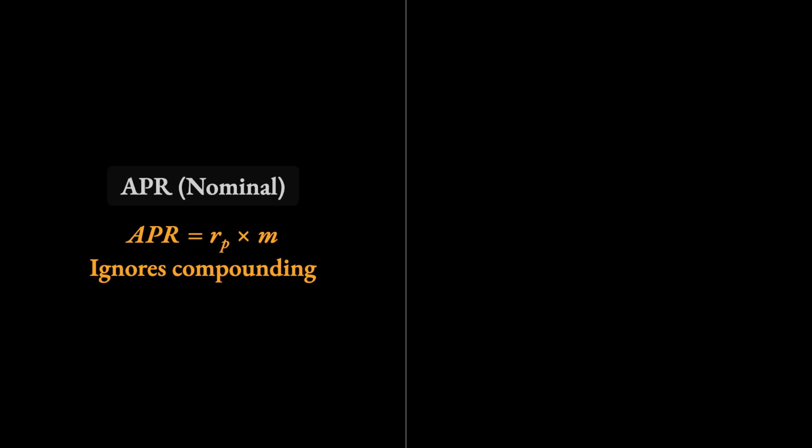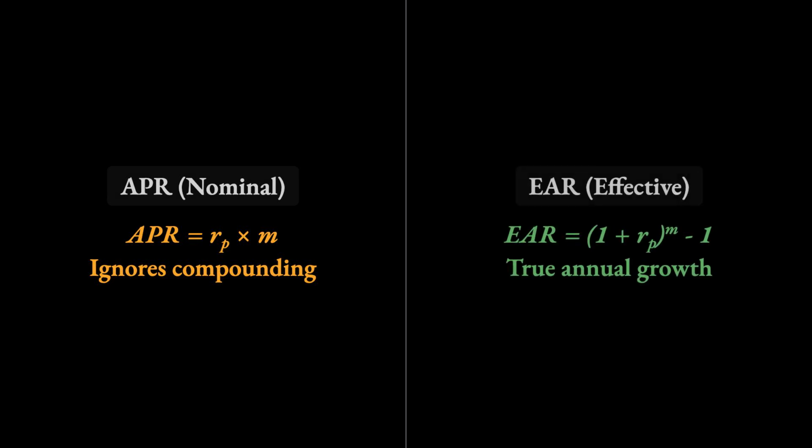Now here's the distinction that trips up the most candidates. APR is just the periodic rate times the number of periods. It ignores compounding entirely. EAR accounts for the compounding effect and tells you the true annual growth rate.